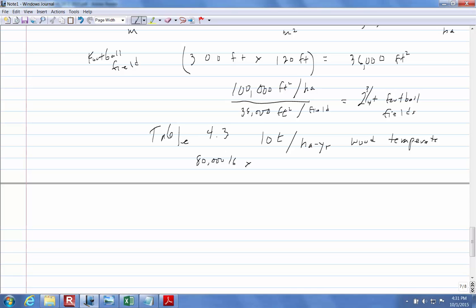We can do it this way. 80,000 pounds is right here. I know how to do it. There you go. 2205 pounds per metric ton. So what's 80,000 divided by 2205? Yeah, that's the number we get. So it's 36 tons in that car.